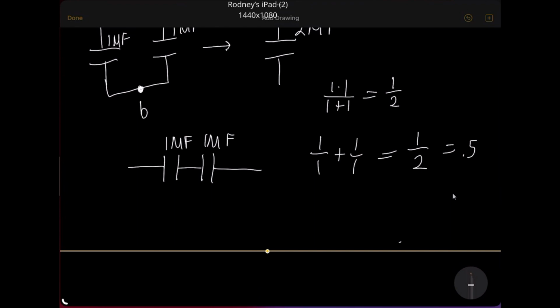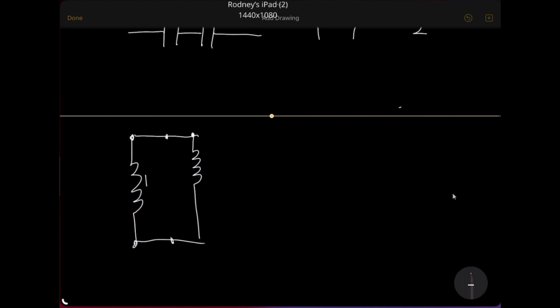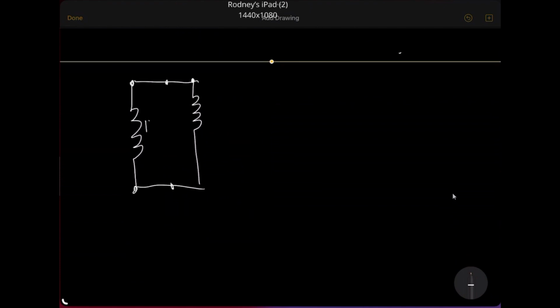Alright, and now we have inductors. Inductors combine exactly like resistors. So, anyone that's been doing this course for a while should already know how to do this. If they're in parallel, you combine them like they're resistors in parallel. From A to B, we'll say it's 1 Henry. From point A to point B.